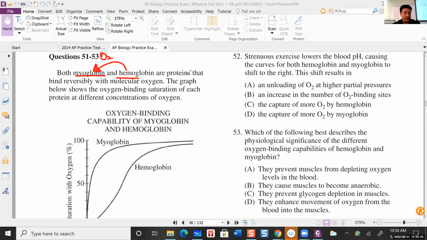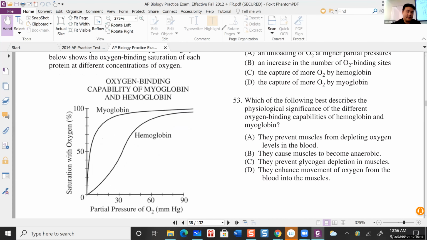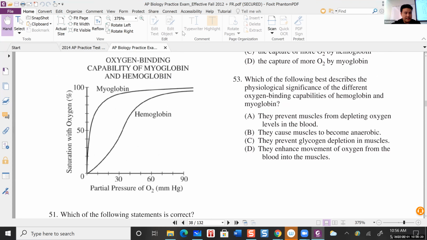So they're proteins that bind reversibly, so they can let go as well. That's the whole point, right? You want to deliver to cells ultimately. The graph below shows oxygen binding saturation for two different concentrations. If you look at this, yeah? Now this graph is called the Bohr shift effect, similar to Bohr shift, okay?